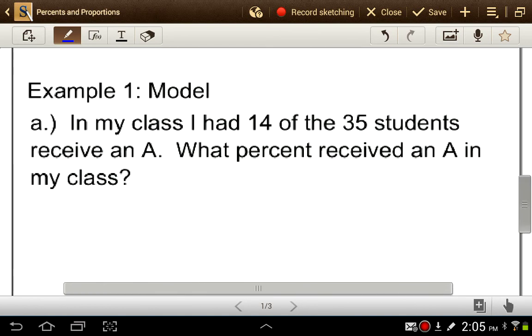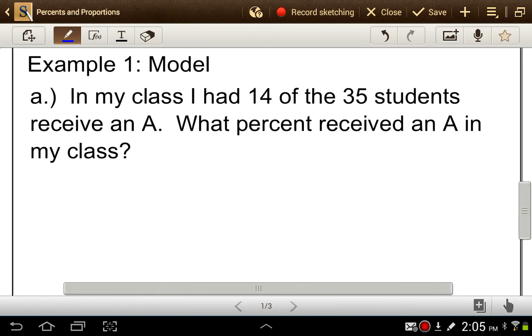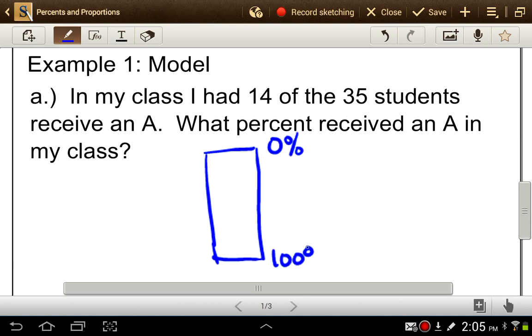First example is modeling. In my class I had 14 of the 35 students receive an A. What percent received an A in my class? Now this is modeling, so I'm going to show you how to model using a bar. So what we're going to do is make a bar. And on the right side I'm going to do my percents. So we're going to have 0% and 100% here at the bottom. And my numbers somewhere fit on there.